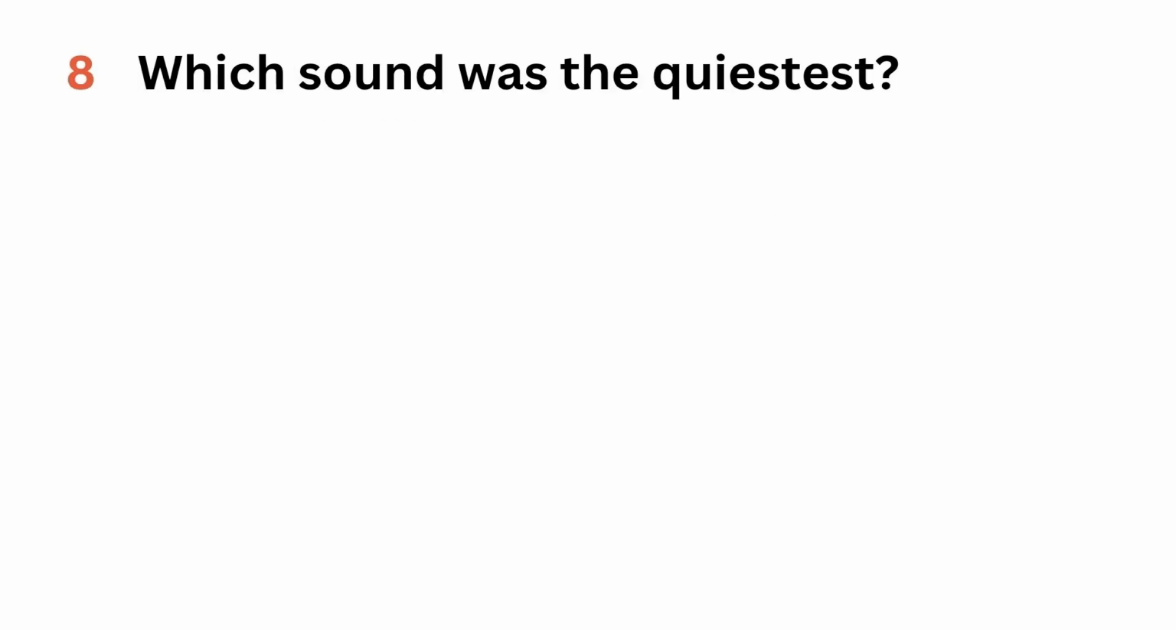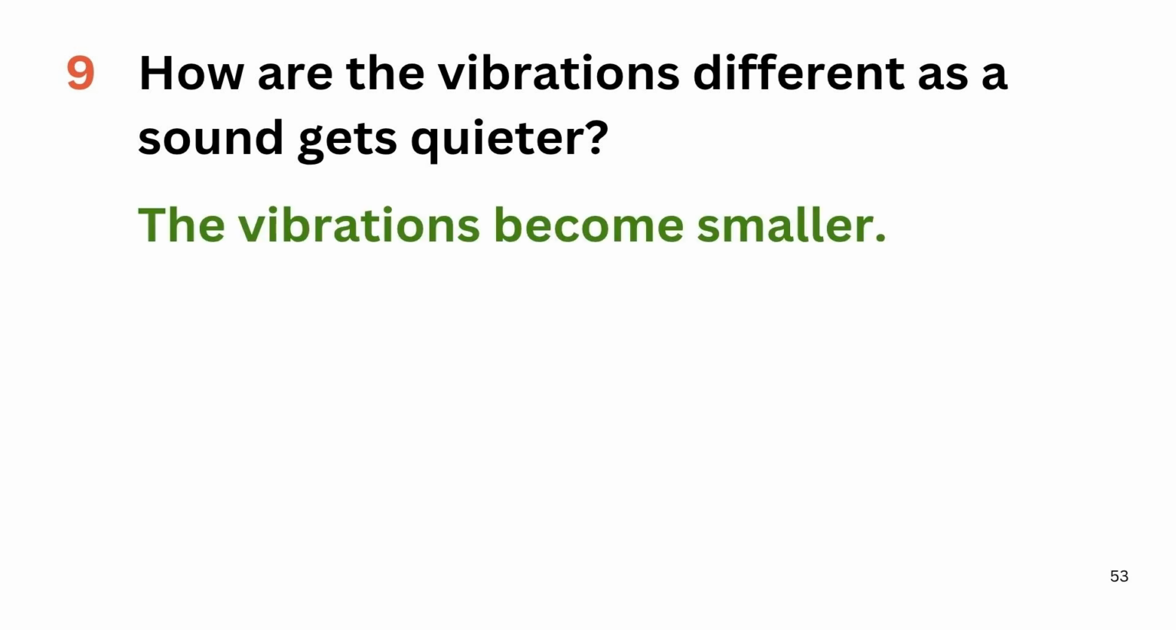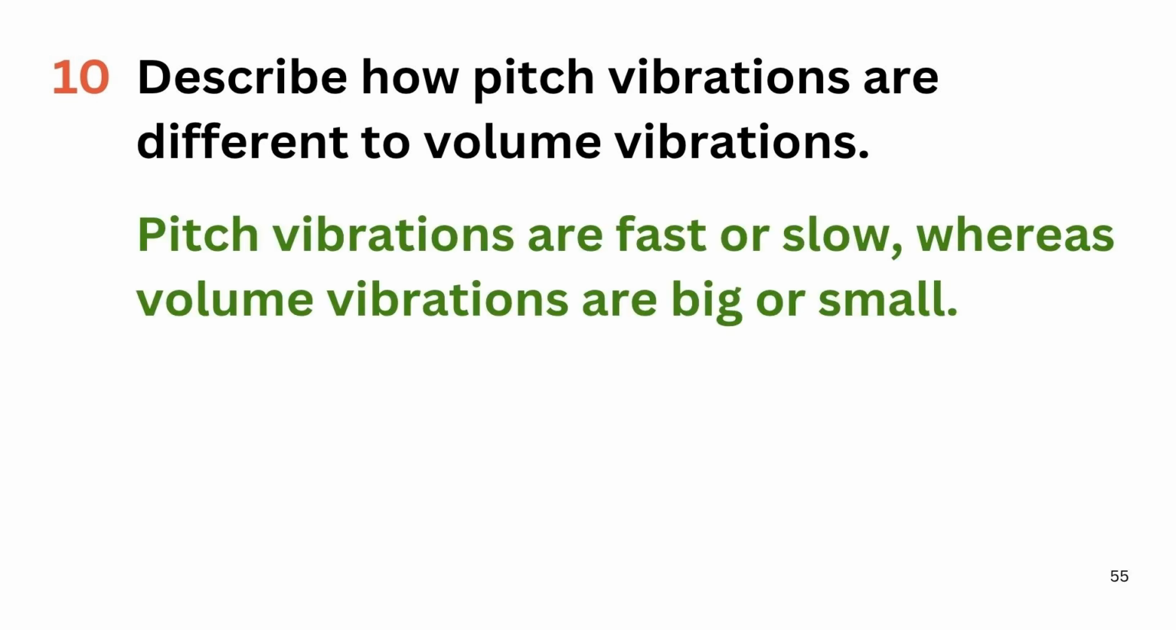Question 8. Which sound was the quietest? Talking sound. Question 9. How are the vibrations different as the sound gets quieter? The vibrations become smaller. Question 10. Describe how pitch vibrations are different to volume vibrations. Pitch vibrations are fast or slow, whereas volume vibrations are big or small.